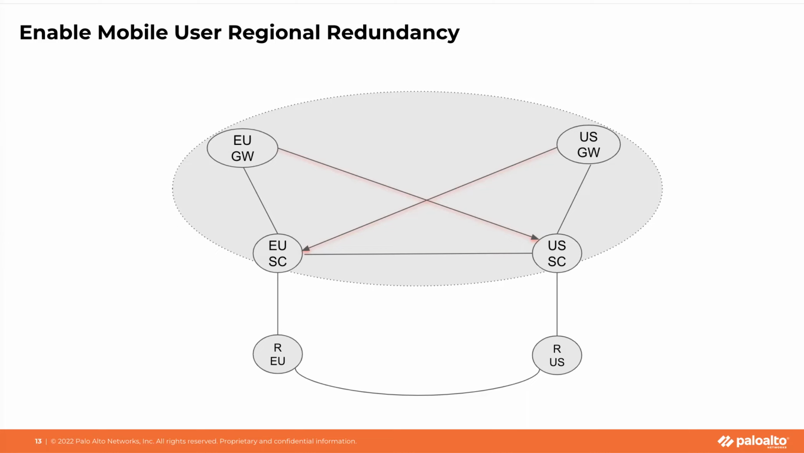So before you enable mobile user redundancy in your Prisma Access deployment, make sure that you have at least two service connections in different Prisma Access locations that map to unique compute locations. We recommend you have multiple service connections to ensure that there are alternate paths to the data center if the connectivity through one Prisma Access location fails.